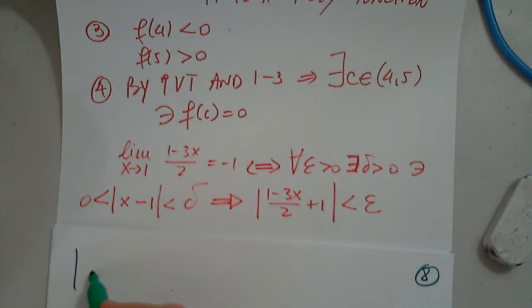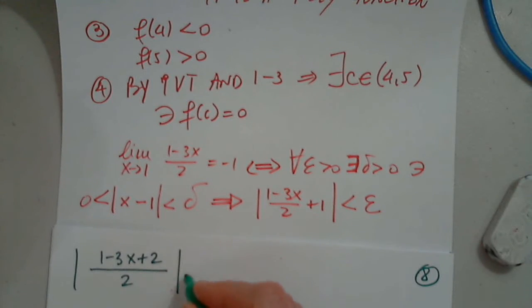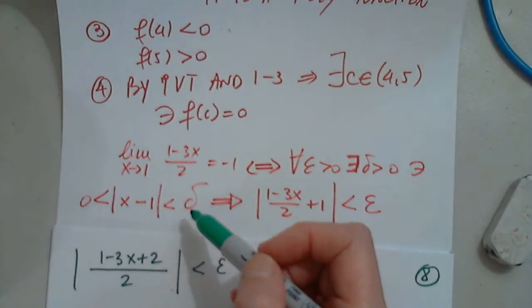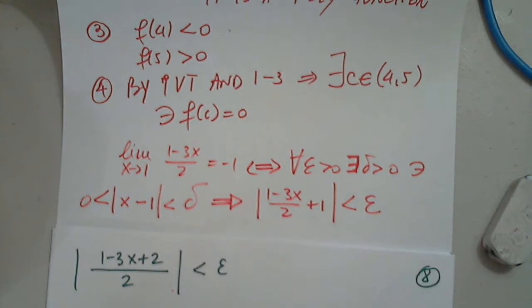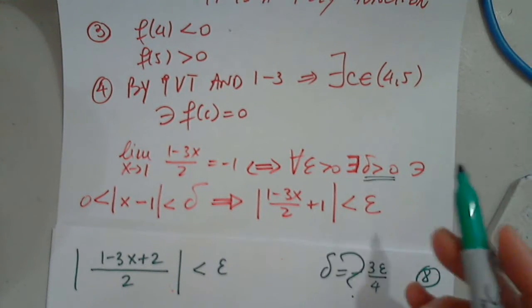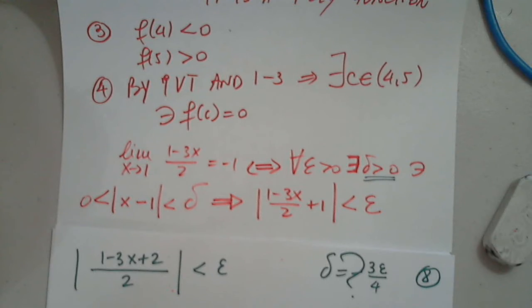So I'll find the least common denominator. 1 minus 3x plus 2 less than epsilon. And that reminds me, we know that delta is a positive number. When we had this homework, the written homework, a lot of you found that delta equals negative 3 epsilon over 5 or 4 or whatever. But is it possible? We already said that delta has to be positive. How can I get a negative number for delta?